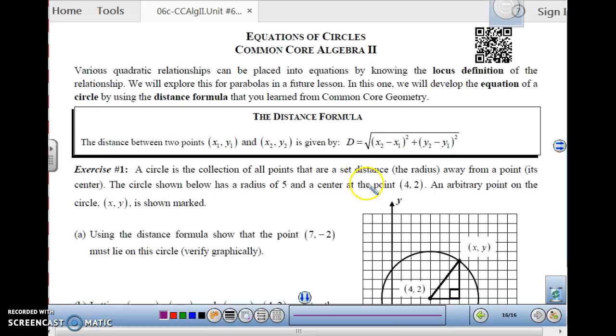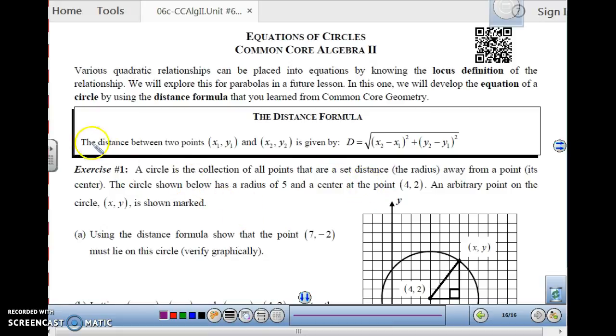Well, at this level, what we're going to be looking at is how to derive the formula. And it actually came from the distance formula that we learned back in Common Core Geometry. So, what we are looking at is where that formula came from for the equation of a circle. So first of all, let's try the distance.